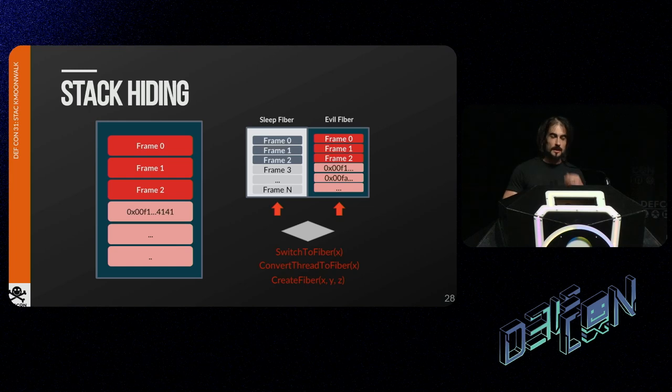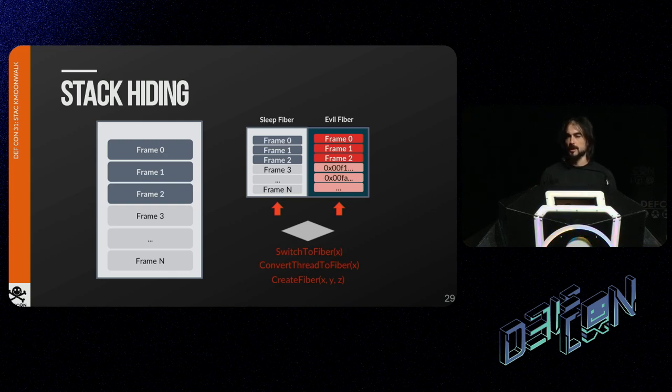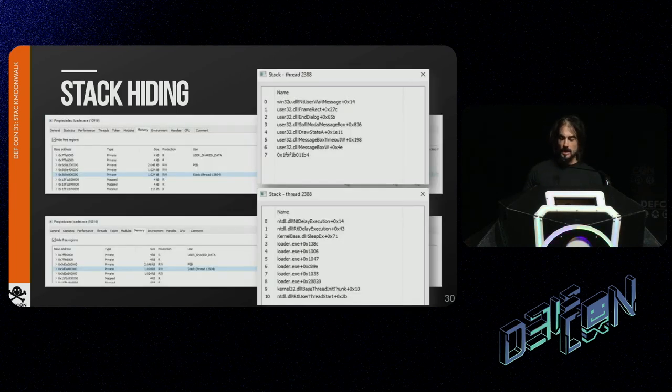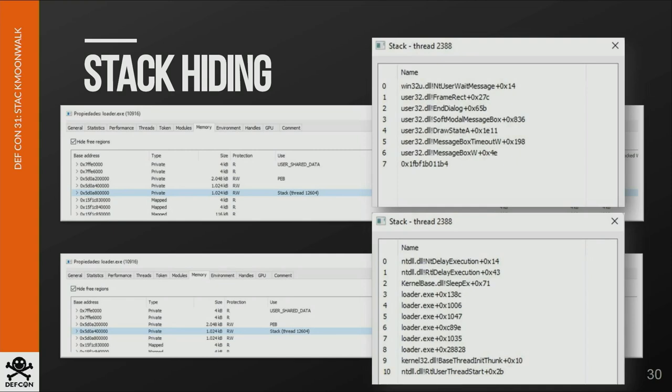Stack hiding is similar, but it uses another kind of approach. I have a malicious code executing in memory. I transform my thread into a fiber, so I have a fiber thread now, and then I create another fiber with a legitimate call stack that I use just for sleeping. So when I need to sleep, I just switch to the other fiber that I created for sleeping, and then this process gets repeated when I need to go back from sleep. This is the fiber with a legitimate call stack, and this is the code in memory. You can see that there are two different memory areas for the stacks, and just one is active at a time.